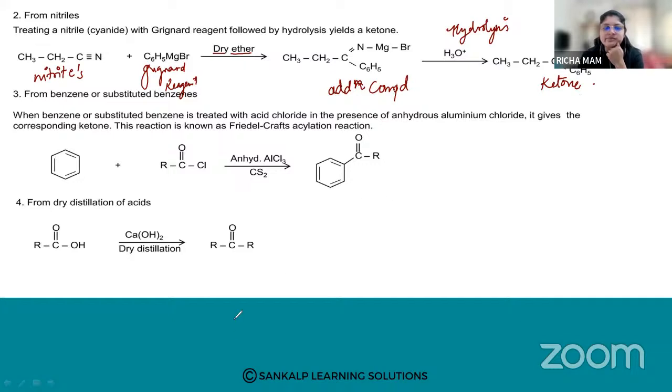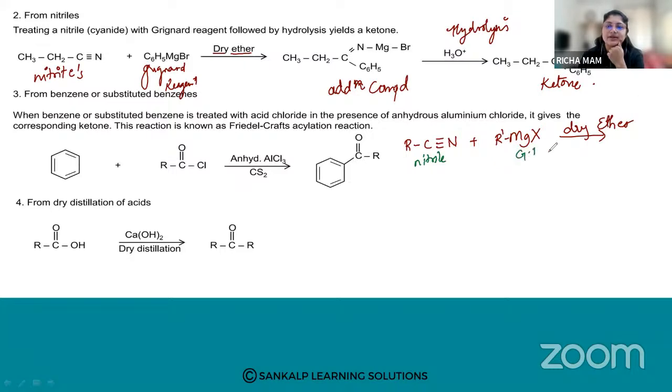Let me write the general reaction here. So this is the nitrile, RCN, and your Grignard reagent RMgX. Let me take this as R and this as R dash, in the presence of dry ether. The general reaction is not given here, so you can note this down; it will be easy for you to understand. So this is a nitrile and this is a Grignard reagent. Let me write it like this.